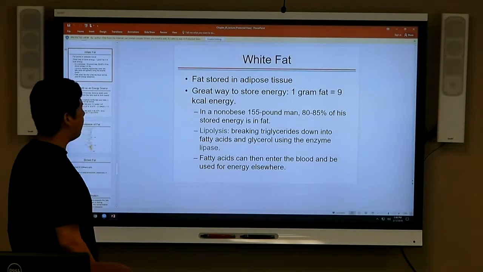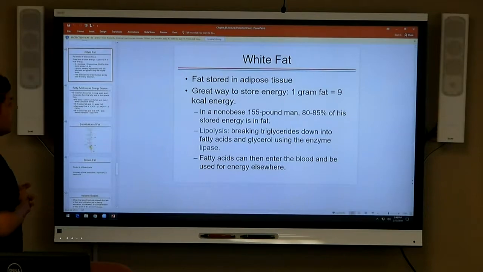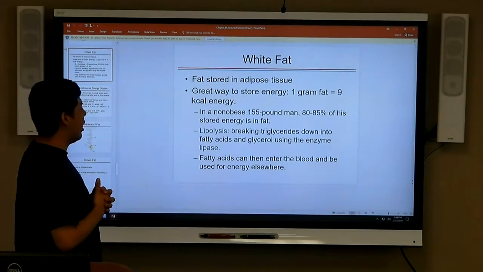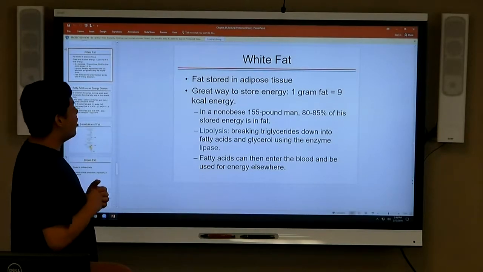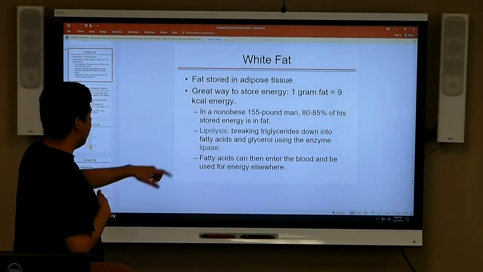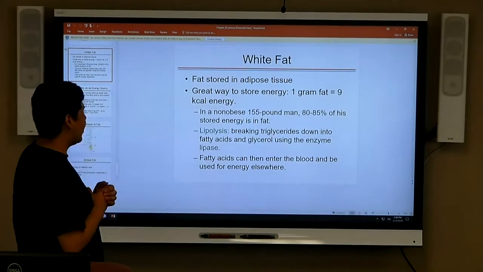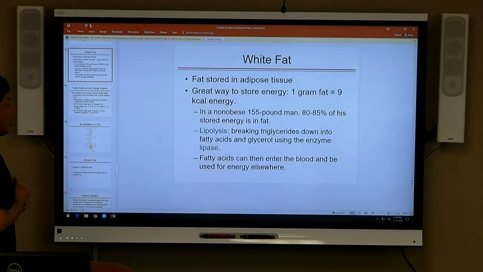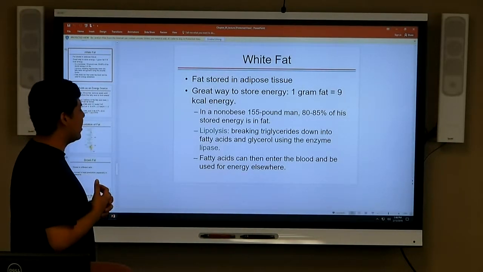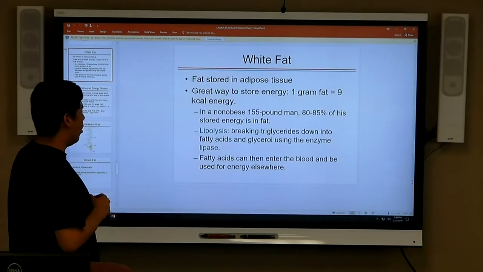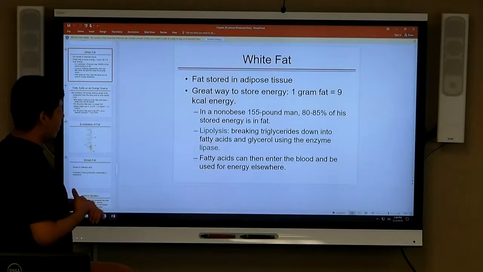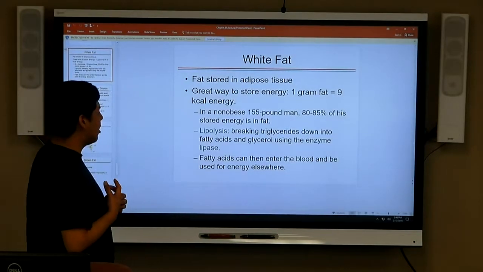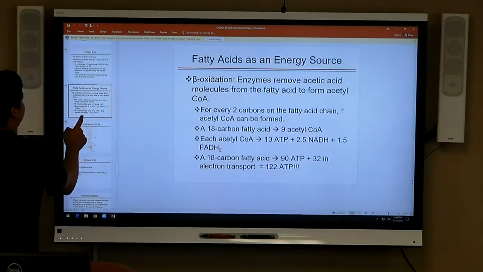White fat. Fat stored in adipose tissue is a great way to store energy. 1 gram of fat equals 9 kcal of energy. Lipolysis is breaking triglycerides down into fatty acids and glycerol using the enzyme lipase. Fatty acids can then enter the blood and be used for energy elsewhere.